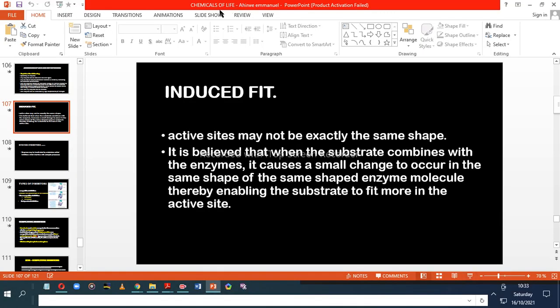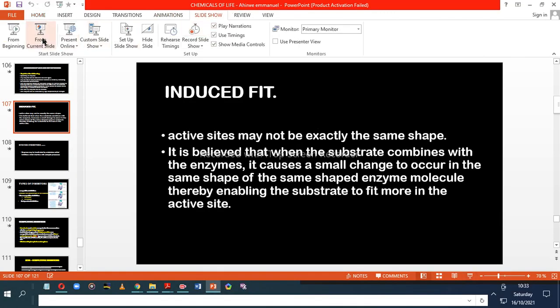And actually, when you study molecular biology and the structures of enzymes, enzymes don't have such a rigid structure. They are flexible, they can move a bit, in other words.